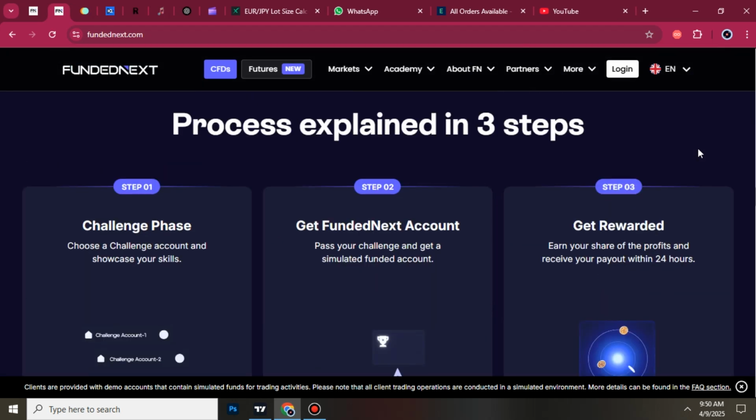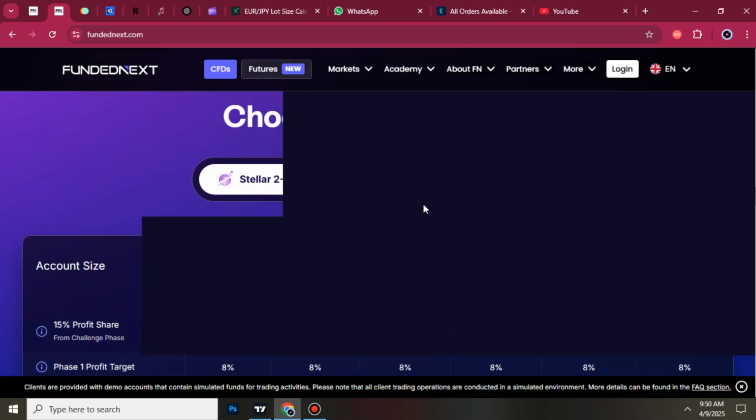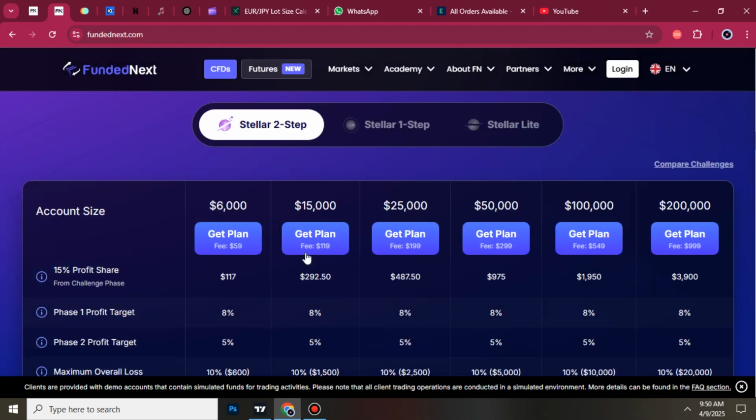Forex is all about risk management, right? So right here, let me just show you the account sizes for the Stellar two-step. Starting from the lowest, I have $59. That's the plan.